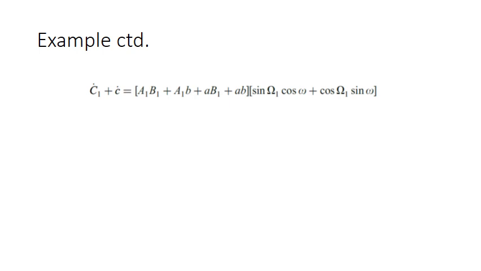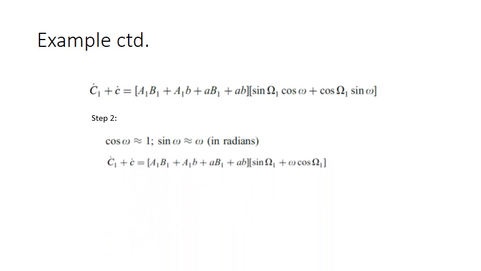Applying step number 2 by applying the small angle assumption to trigonometric functions of perturbed angles, we get the following. Cosine omega will be equal to 1 and sine omega for small omega will be equal to omega in radians. So this equation will be as follows. This sine omega is turned into omega, and this cosine omega is replaced by 1.